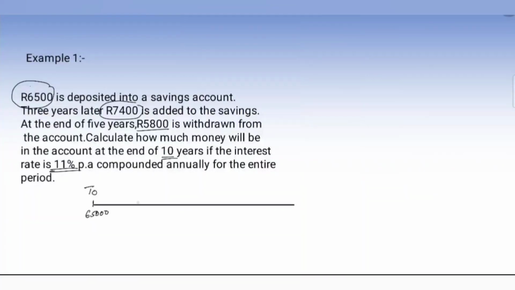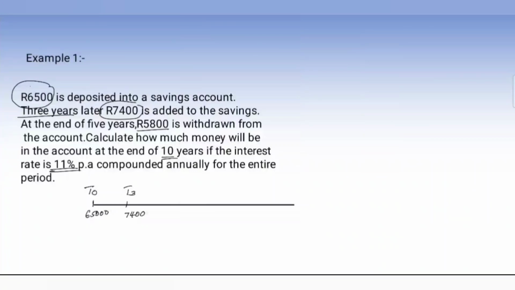Next one is T3. That is 3 years later, isn't it? T3. What is T3? Rand 7,400. That's another deposit. You understand?